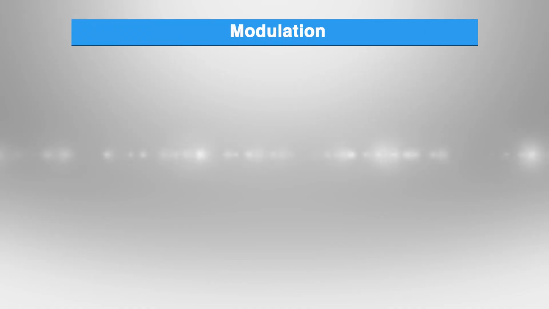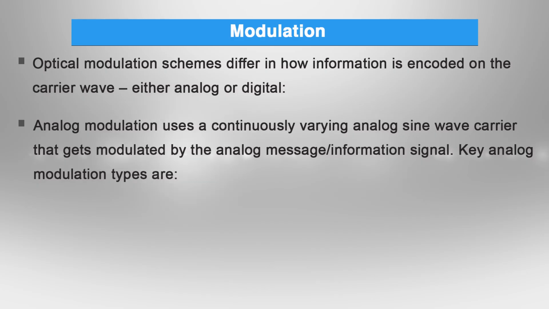These design choices depend on the target application and link requirements. Now let us discuss each modulation technique in detail. So first modulation technique is analog modulation. Analog modulation uses a continuously varying analog sine wave carrier that gets modulated by the analog message information signal.